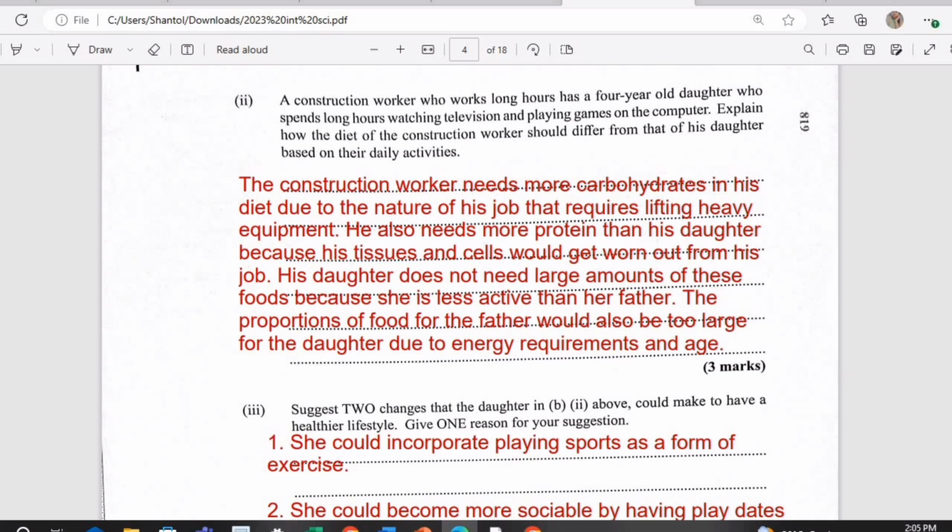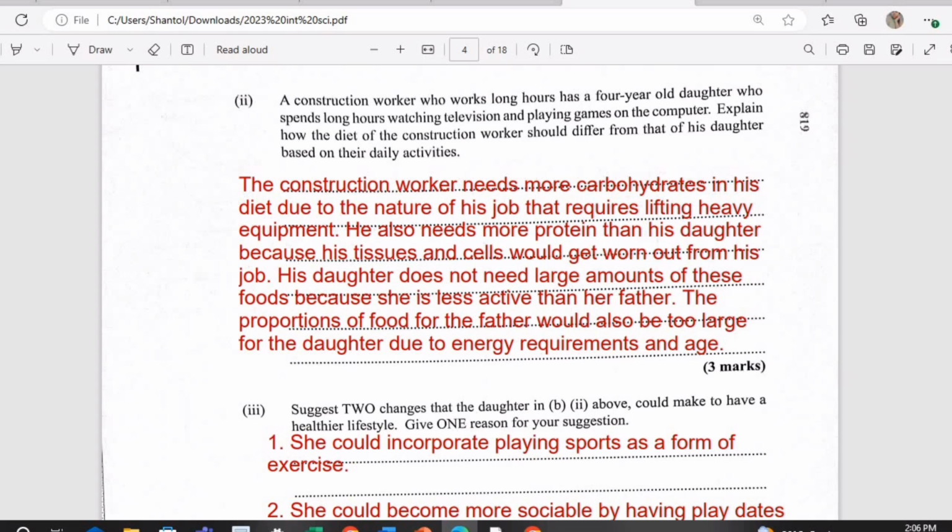So you're talking about the fact that the father would need more carbohydrates, energy giving foods for his daily tasks. The daughter would not, because she doesn't really do much. She only sits and watches television and plays games on the computer. And you also talk about the fact that their age difference would also show us how much food they would be eating. You know, a larger or an older person or a hardworking person would need way more food than a 4-year-old child. That would be for 2 marks.